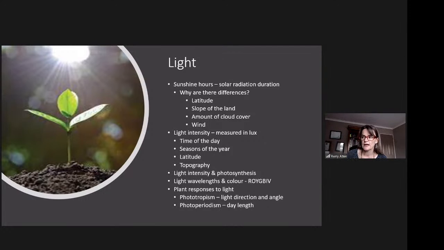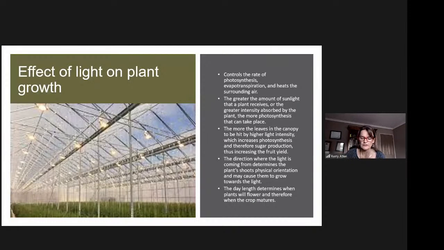And then we look at wavelengths and colour. Dependent on the type of colour and the length of the light coming through, so Roy G. Biv, will depend on how much the plant grows. So this is the background per se to light. Now, the effect that light has on plants is it controls the rate of photosynthesis.